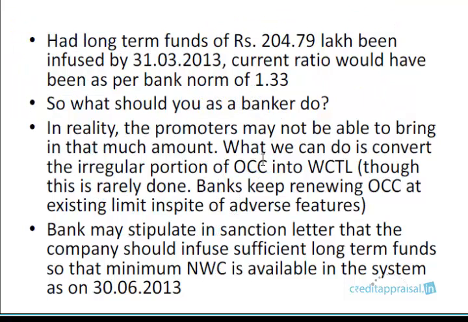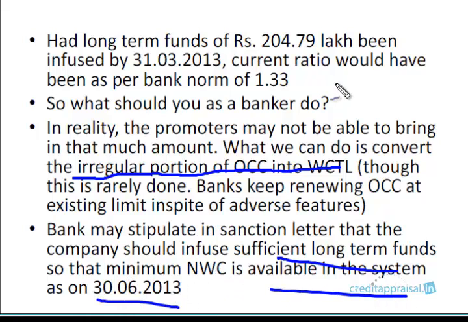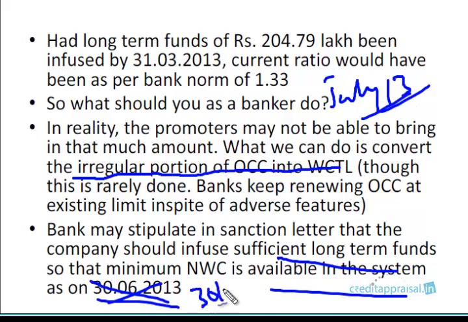So usually theoretically what you should do is that difference, that irregular portion of OCC, is to be converted into WCDA. But rarely banks do this. Even if the financials are not satisfactory, banks do renew the limit. But at least you have to stipulate this condition in the sanction letter, that the company should infuse sufficient long-term funds so that minimum NWC should be available in the system by 31/3/2013. Okay? This can't be 31/3. So we are now in July 2013. The proposal has come to us in July 2013. So maybe we can give say another 3 months, right? So we can say around 30/9 or 31/12, some point of time.